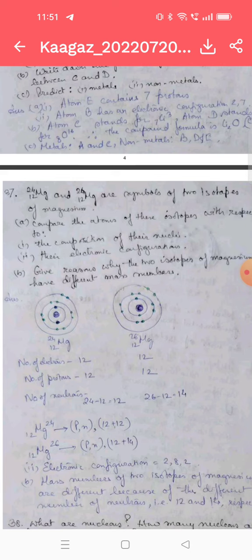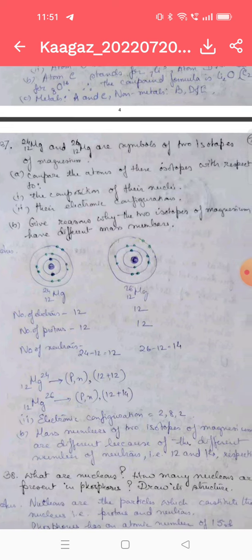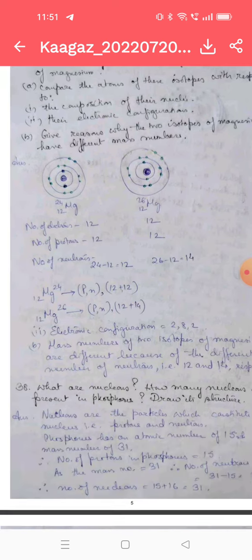So from the picture you can see that magnesium-24 has atomic number 12 and magnesium-26 also has atomic number 12. As their atomic numbers are the same, the electronic configuration will be the same, as the number of electrons and number of protons are the same. Only the number of neutrons differs: 24 minus 12 is 12 in the first case, and in the second case 26 minus 12 is 14. So in the first case the number of neutrons is 12 and in the second case it is 14.